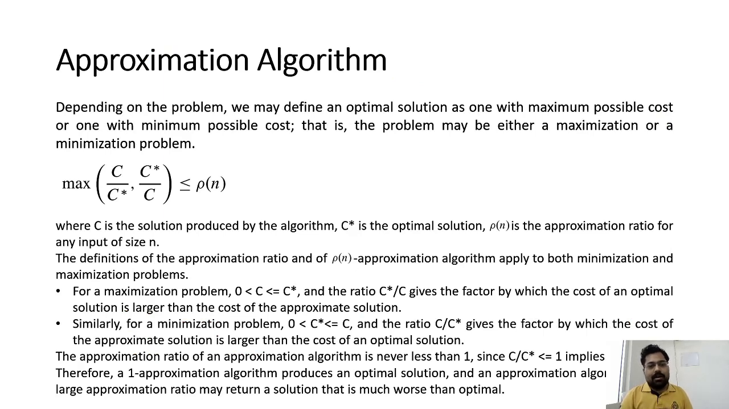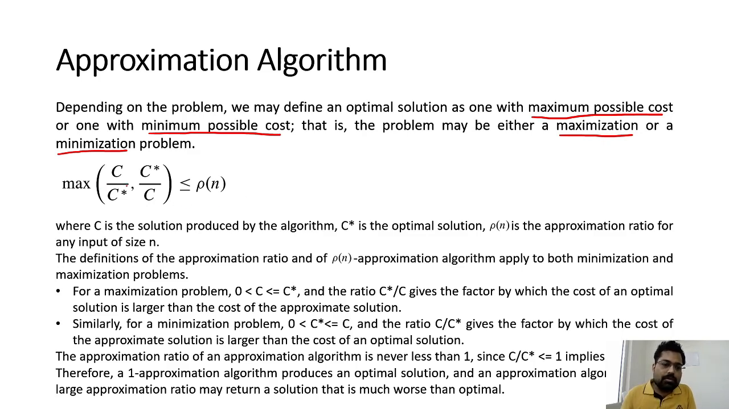Now, whenever we discuss the approximation algorithm, we find the optimal solution, basically the maximum possible cost we can expect, or the minimum possible cost we can expect. If you're getting the maximum possible cost, that is called a maximization problem, and if you're getting the minimum possible cost, it is a minimization problem. Don't worry about that, we will discuss it one by one.